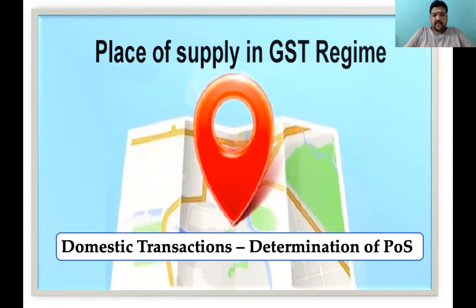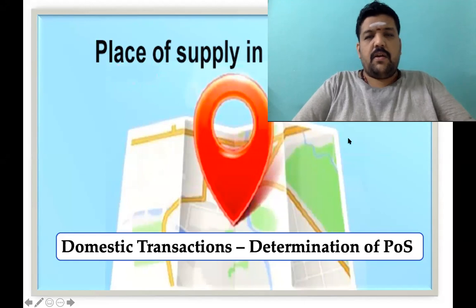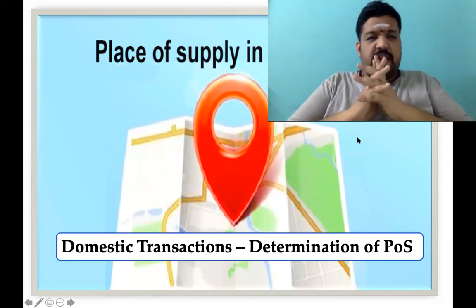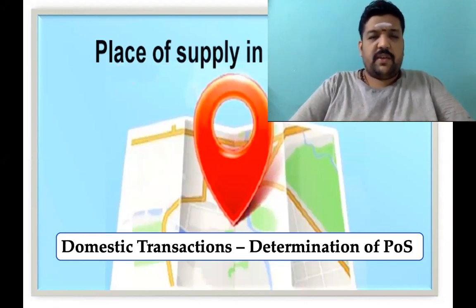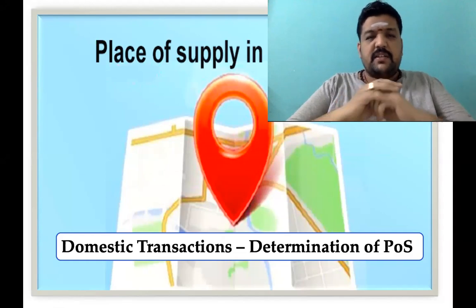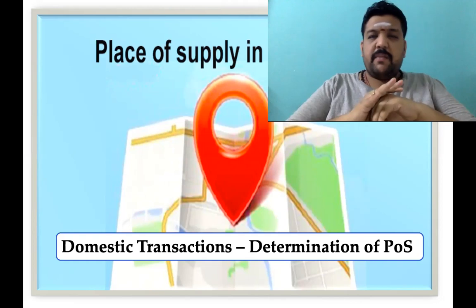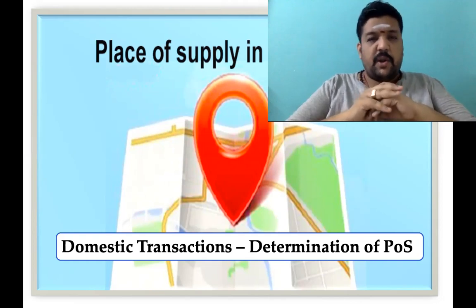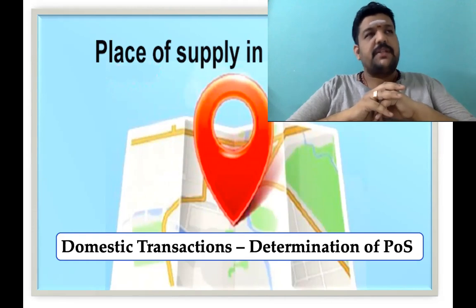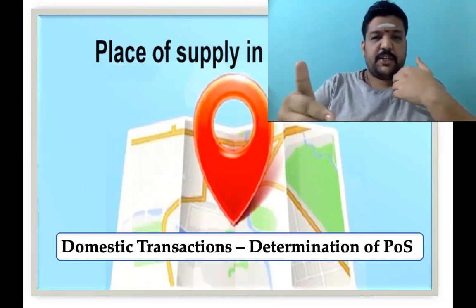As far as the topic of place of supply is concerned, place of supply of goods and services, we have a common discussion together. We are going to initially discuss domestic transactions. Again, a term given by us. We don't have in the law domestic transaction, international transaction, or cross-border transaction. But we segregate the sections.